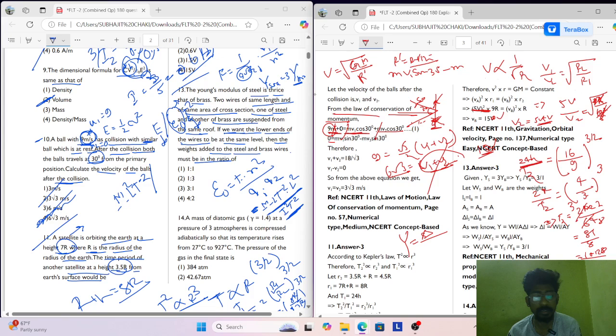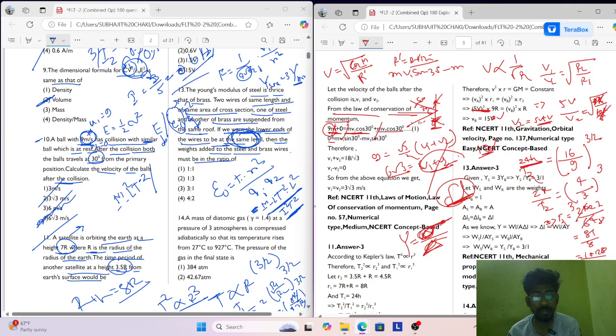Okay, so if we want the lower ends of the wires at the same level, same level means what? The elongation will be equal. Means the del L part will be equal.